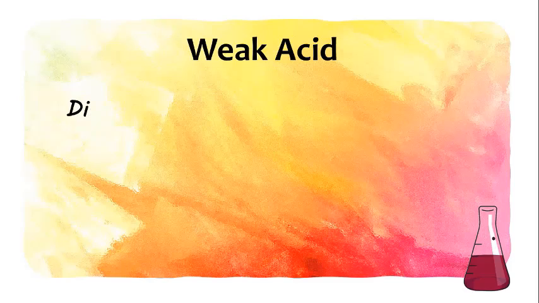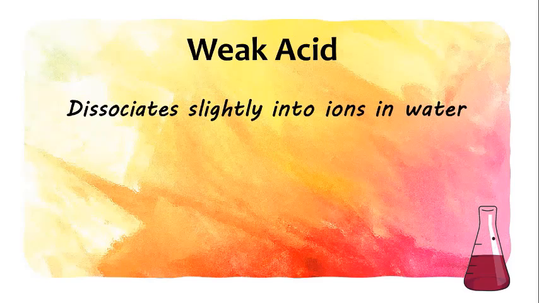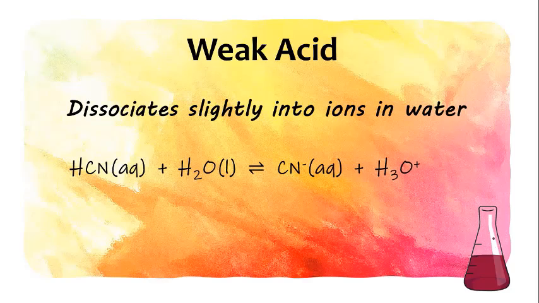Weak acid. Weak acid dissociates slightly into ions in water. For example, HCN plus water produces CN- and H3O+. For this equation, we use a reversible arrow to indicate a slight dissociation of an acid.